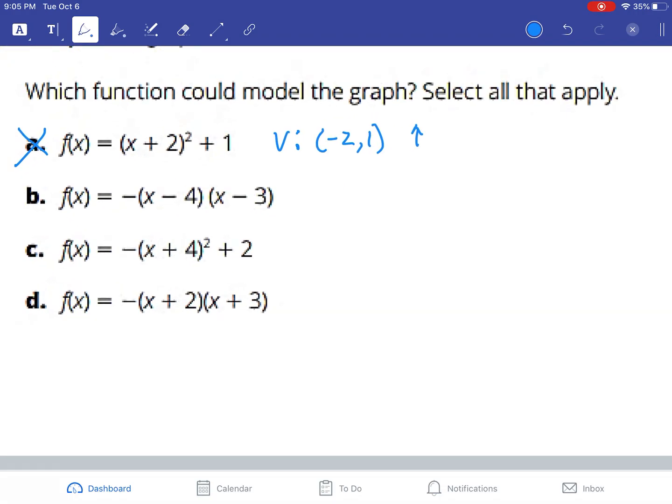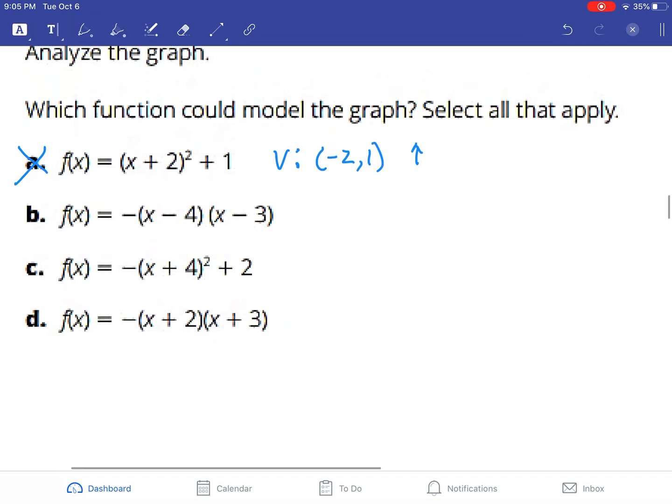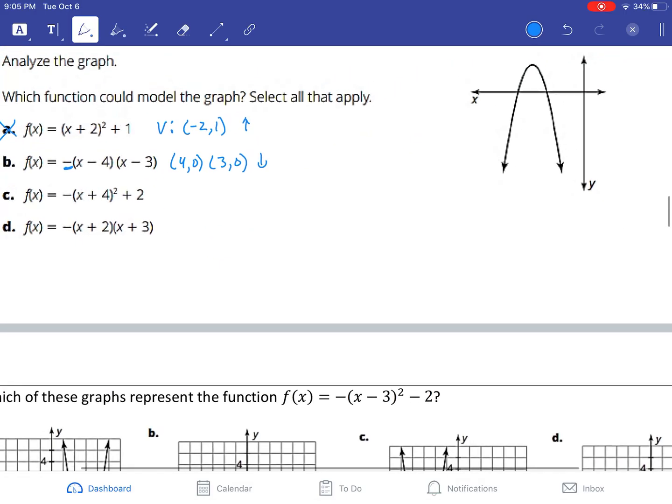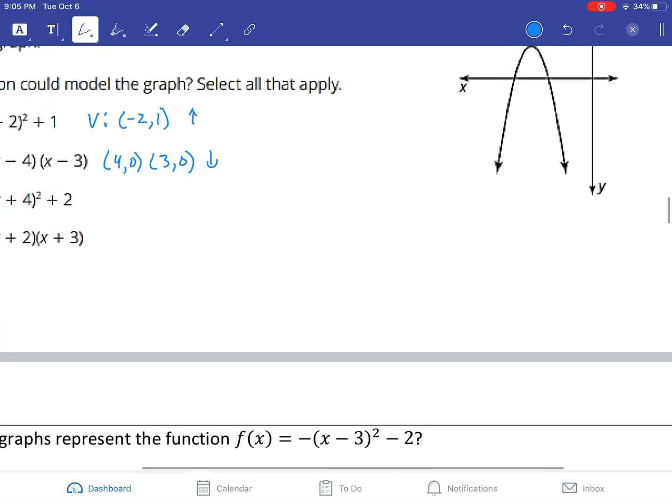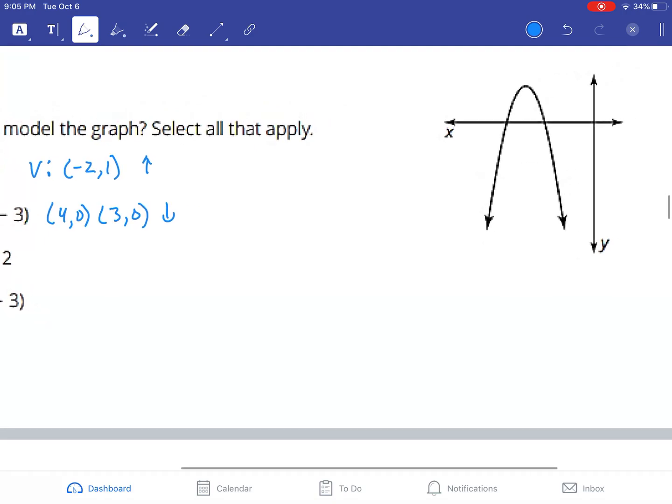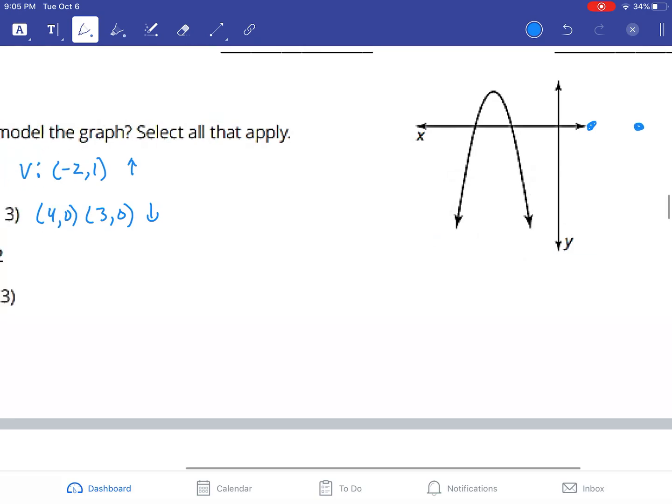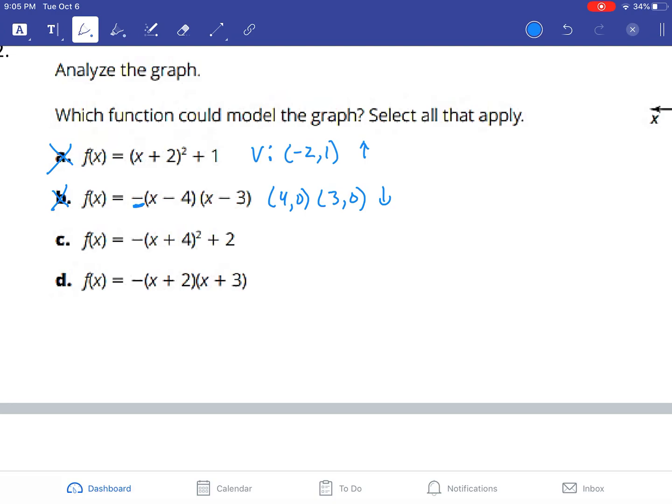For B, in this case, we're looking at the factored form, so we're looking for the x-intercepts. If we solve both of these factors for x, we're going to find out that they are (4, 0) and (3, 0). And the graph, since it's negative out in front, is going to be going down. Well, our graph is going down, but the points (4, 0) and (3, 0) should be someplace over on this side of the y-axis, and the graph is not. So again, B will not work.